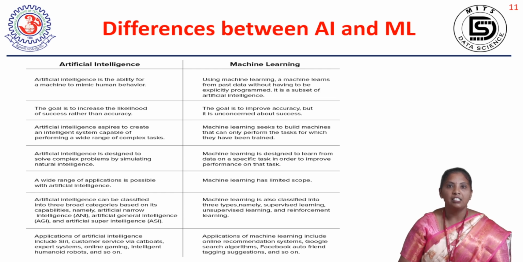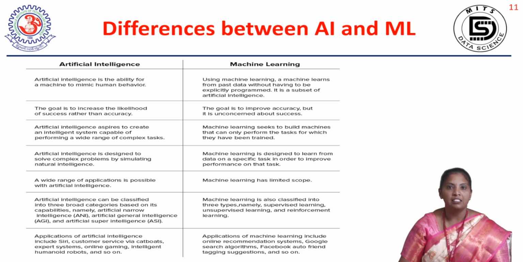Artificial intelligence is designed to solve complex problems, but machine learning is used to solve only a specific type of problem for which it has been trained. A wide range of applications is possible in artificial intelligence. Only a limited scope of applications will be used in machine learning.